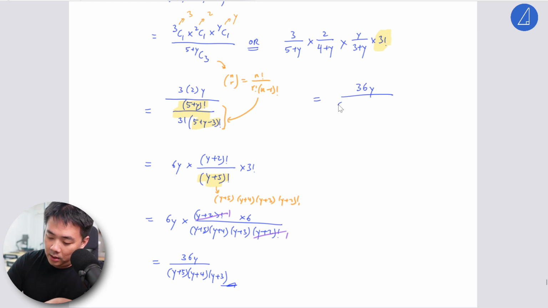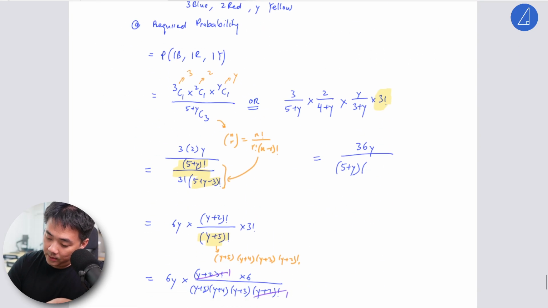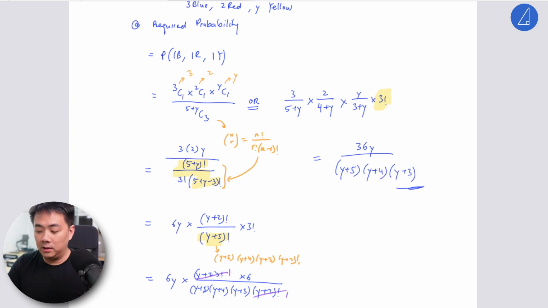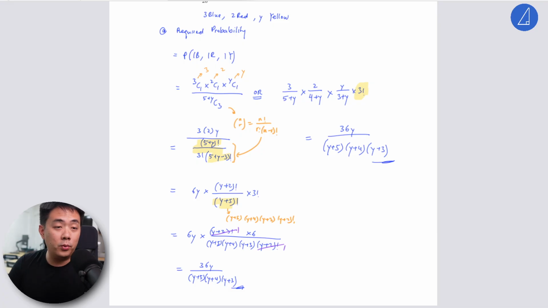This is y plus 4, y plus 5. There you go. You can see that the second method is much faster. So study both of the methods. When you use choose, you don't put factorial.